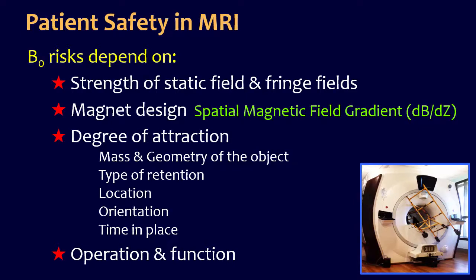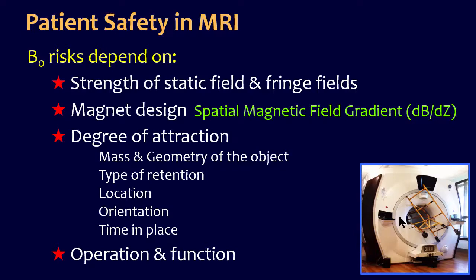So the B0 risks depend on this list right here. Obviously, the strength of the static magnetic field and magnet design. We first saw this when vendors went from a long bore magnet to a short bore magnet, which changed this spatially varying magnetic field. So the gradient was actually steeper than it was before. Many of you who experienced this change may remember wearing pens or pencils in your shirt pockets and getting close to a long bore magnet, where the field was not as strong at the controls, and then the minute we went to the short bore magnet, all that changed.